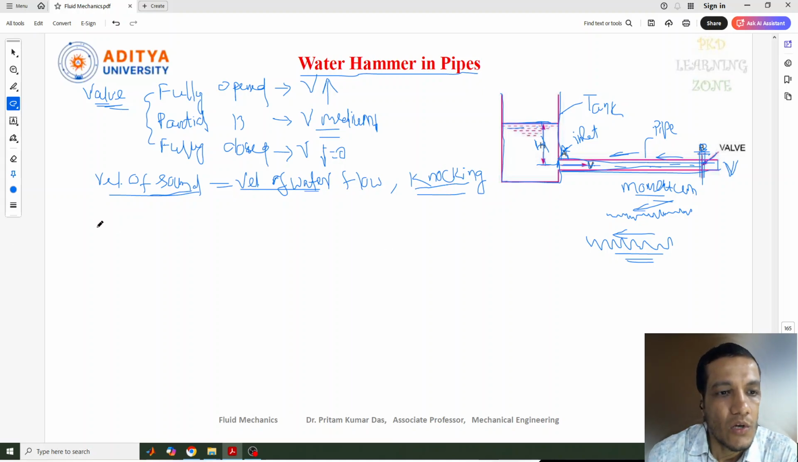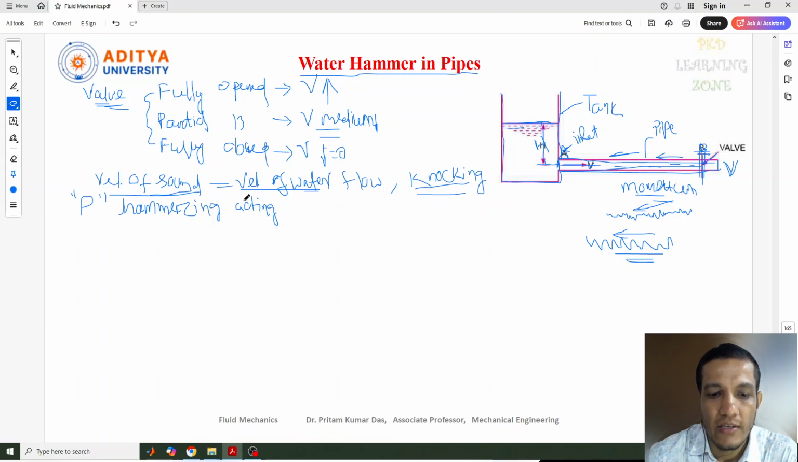So this high pressure wave, or the knocking which is formed here, also has the effect of a hammering action. This high pressure is the effect of hammering action. That means it will feel like someone has hammered some object at some place. So that high pressure will also create a hammering action.